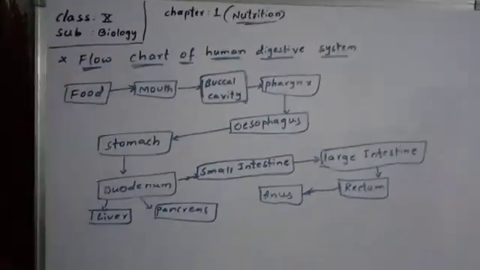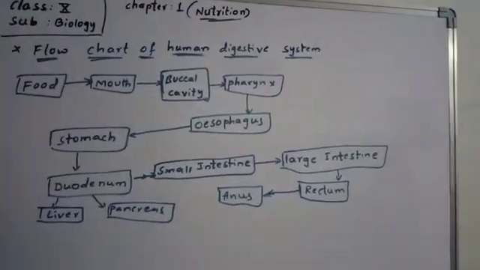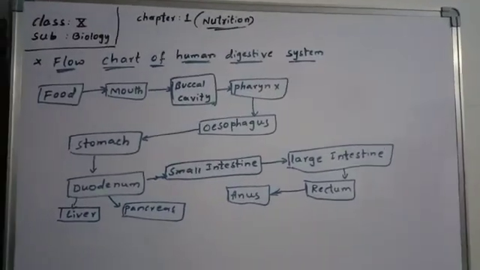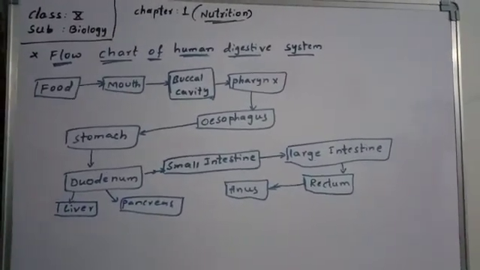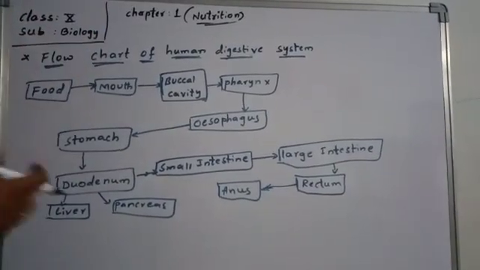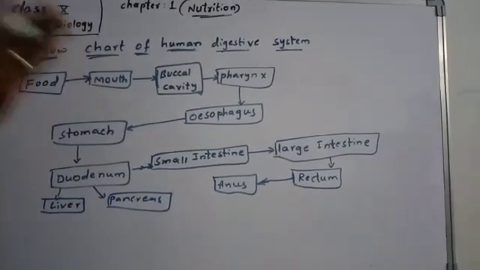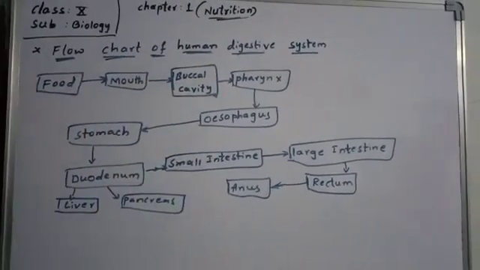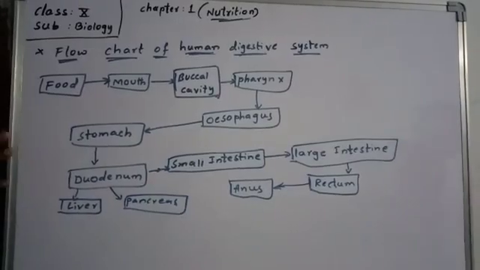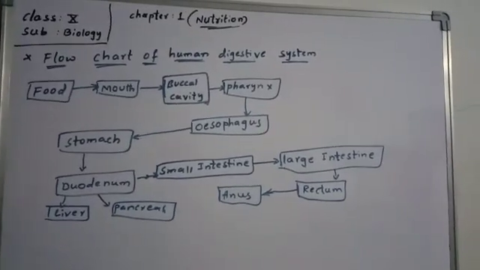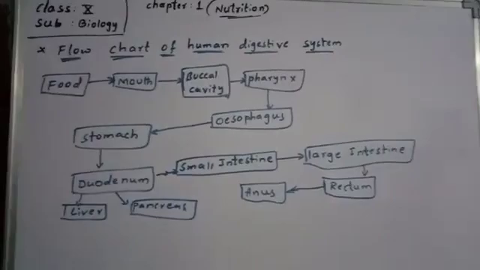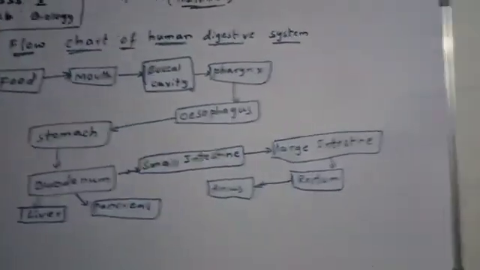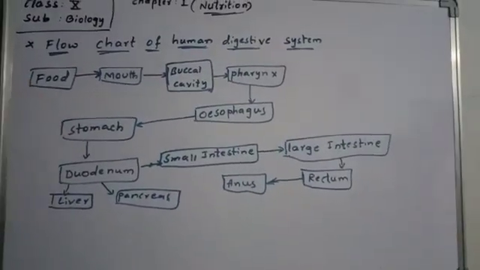We'll discuss the Class 10th Biology Chapter 1: the flow chart of the human digestive system. When we take in food, how does digestion go on? I am going to explain everything very clearly. This is also very important. In humans, when we take in food, how is it digested in the esophagus, stomach, small intestine, large intestine, and other organs?